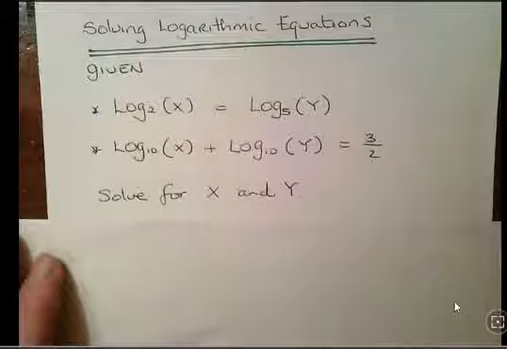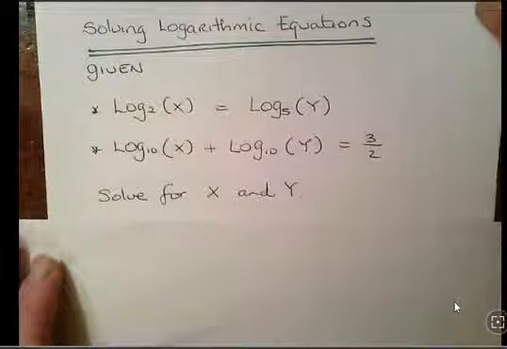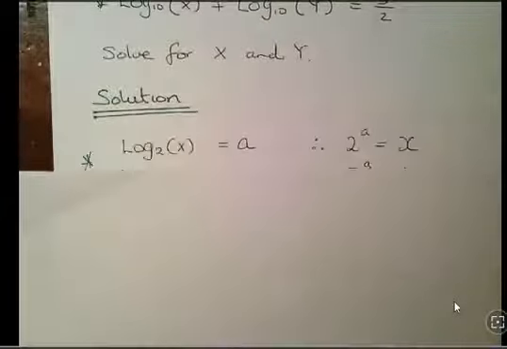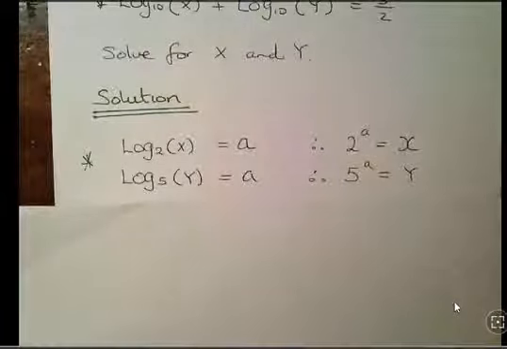Okay, so what we're going to do here is I'm just going to start up on top. So the solution: both of the expressions we start off with, log of x to the base 2 and log of y to the base 5, are equal to each other, but I'm going to let them both equal to a.